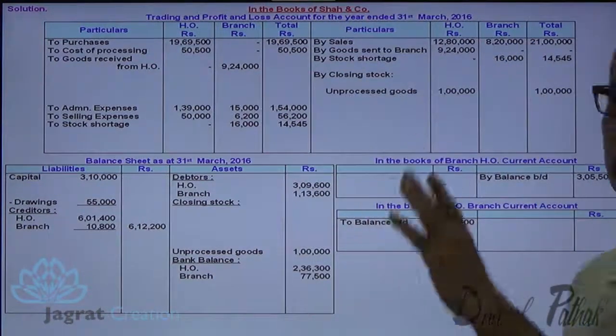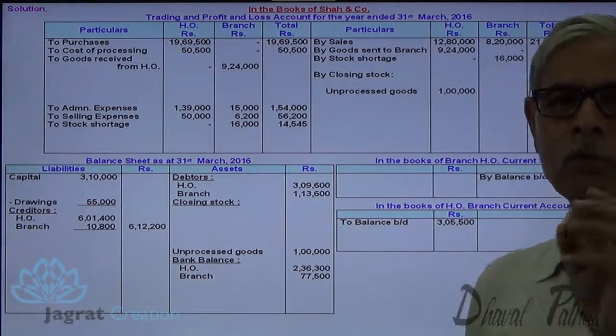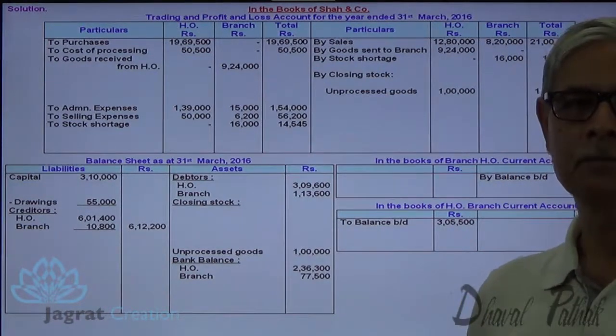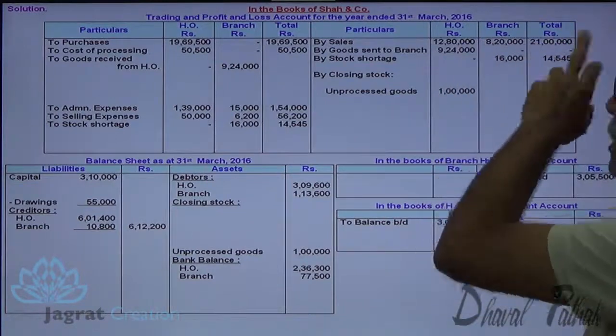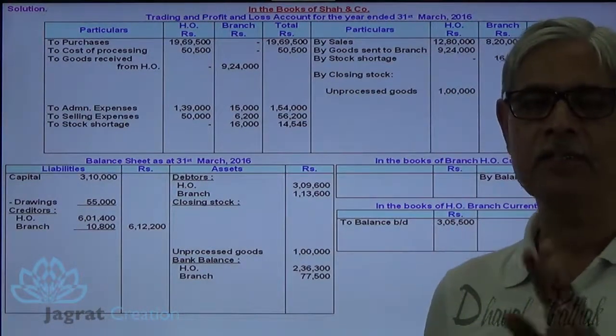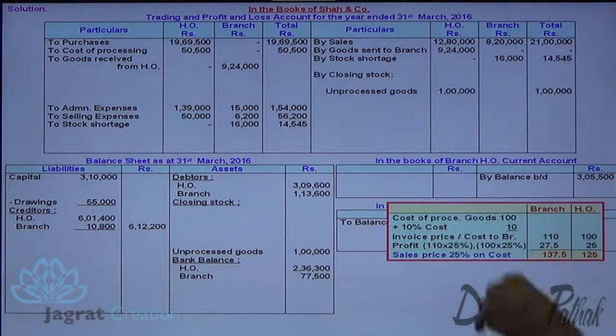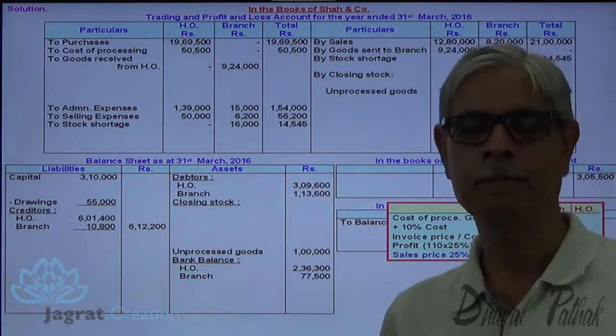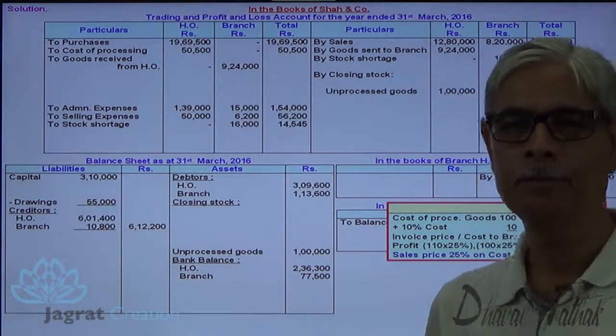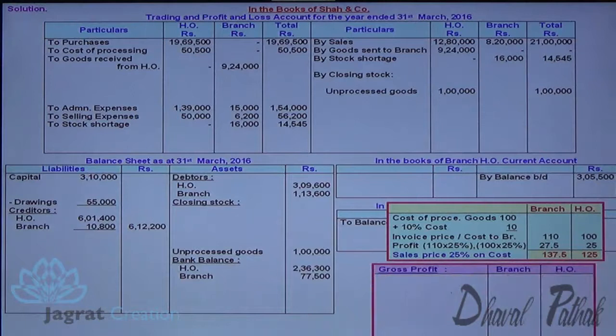Now, after considering all these things, I would like to find out the gross profit on the basis of sales information available to me in the trading account. So, this is the working note, very important for the purpose of finding out gross profit as well as unrealized profit. So, what is the gross profit of branch? What is the gross profit of head office?